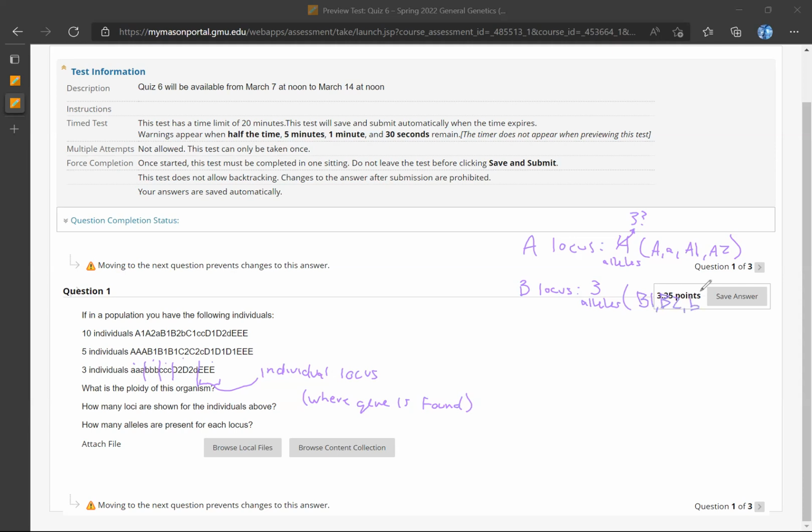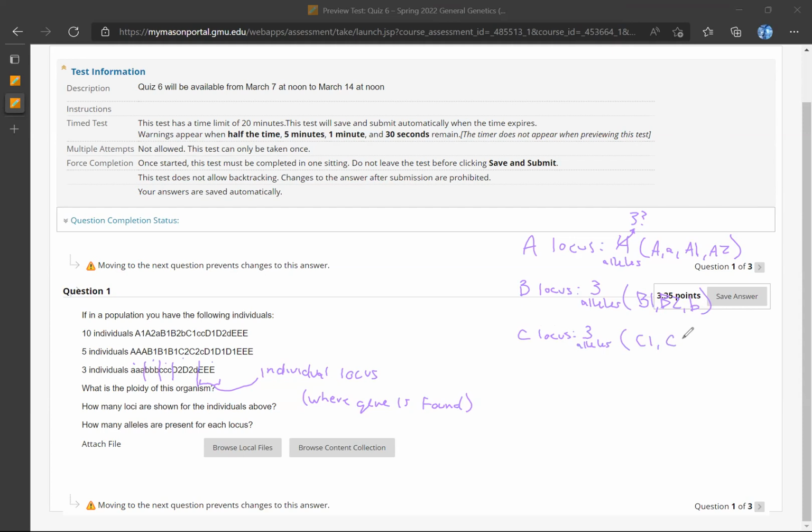And then we can go ahead and look at C. For C, we have C1 and little c in the first genotype. In the second one, we have C2 and little c. And in the last one, we have little c. So for the C's, we're only seeing C1, C2, and little c. So that means, again, yes, we will only have 3 alleles present at that locus.